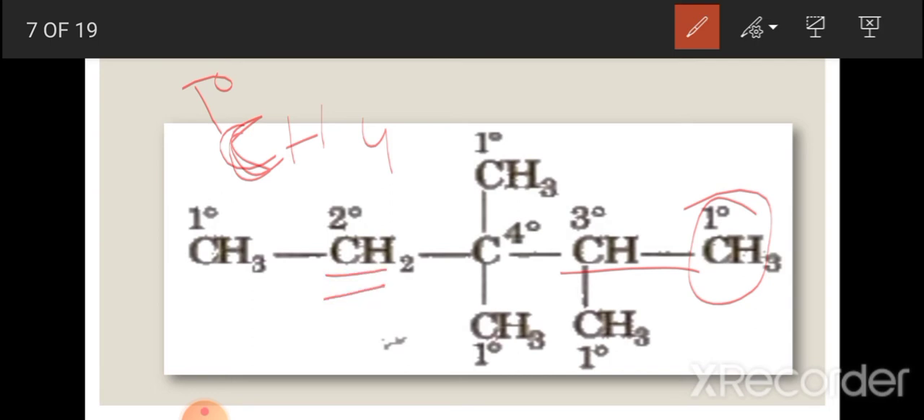If carbon is attached to two carbons, this will be your secondary carbon. If carbon is attached to 3 carbons, this will be your tertiary carbon. And if carbon is attached to 4 carbons, this will be your quaternary carbon. So by knowing the primary, secondary, tertiary carbon, we can now classify free radicals.